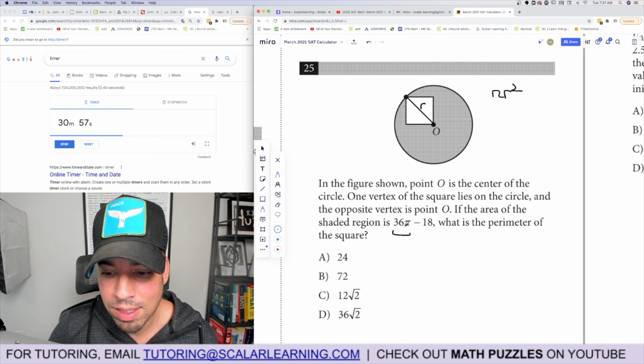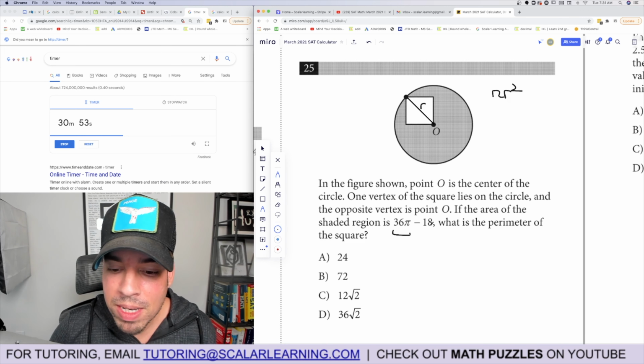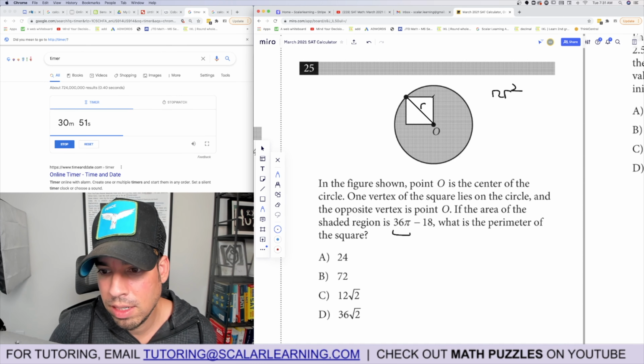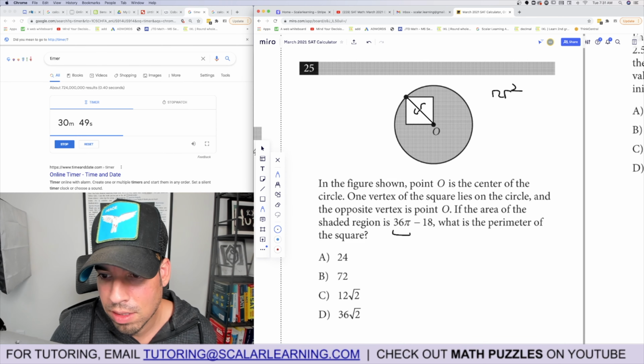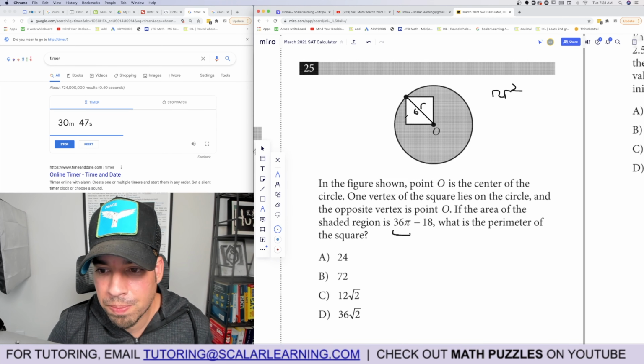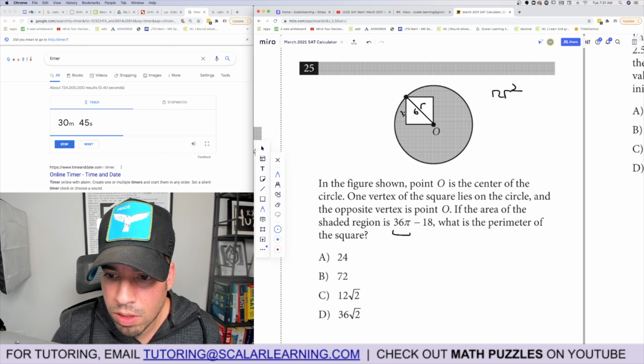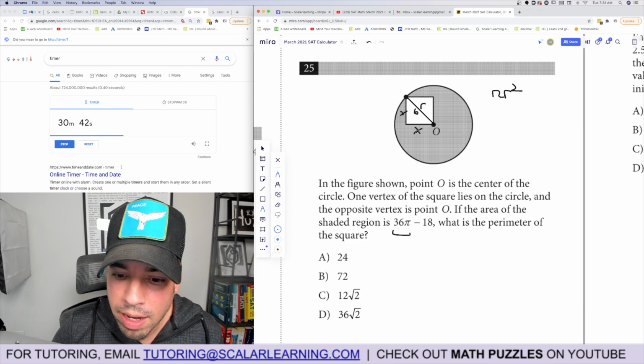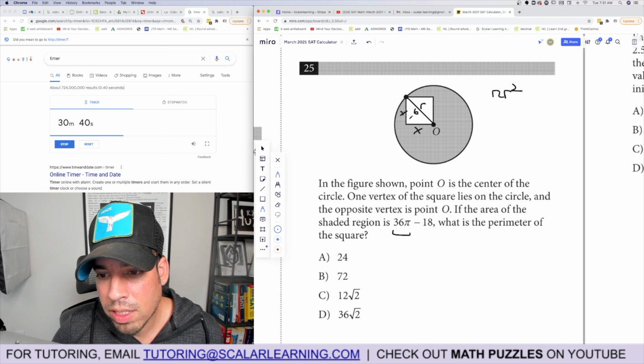This represents the area of the circle. This represents subtracting the area of the square. That means the area of the square is 18. So the radius is 6. And then this is x, and we need the... So now, by the way, this is a square. So this is a 45, 45, 90, right?